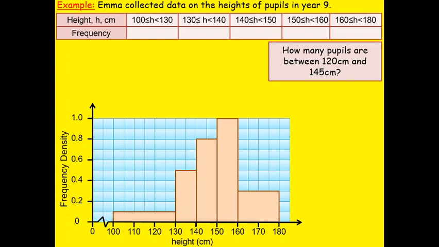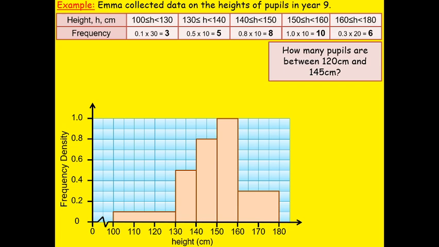Okay, so let's do the frequency table. I'm going to be quite quick with this. We've got 30 times 0.1, which is 3. I've got 10 times 0.5, which is 5. 0.8 times 10, which is 8. 1 times 10, which is 10. And 0.3 times 20, which is 6.